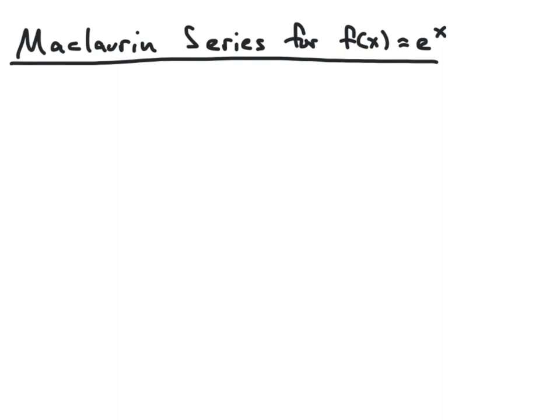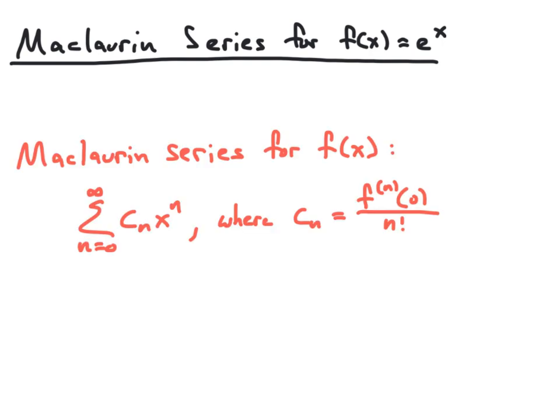In this video, we're going to discuss the Maclaurin series for the function f of x equals e to the x. Recall that in general, the Maclaurin series for a function f of x is the series from n equals 0 to infinity of c sub n x to the n, where c sub n is the nth derivative of our function f evaluated at 0 divided by n factorial.